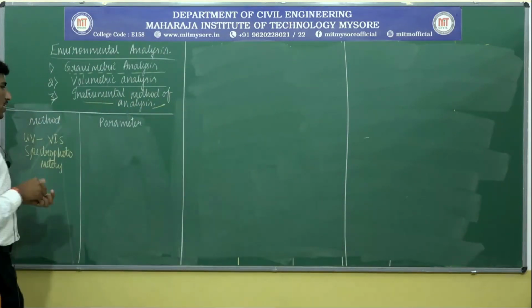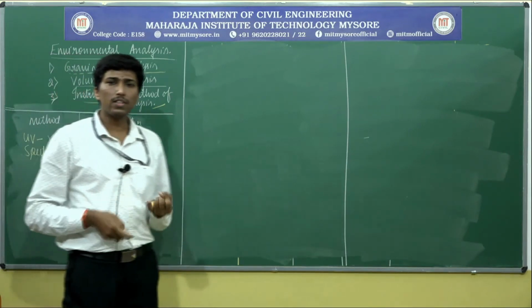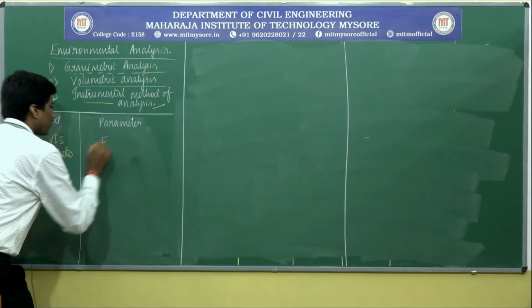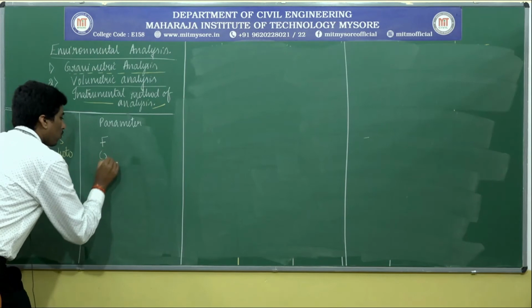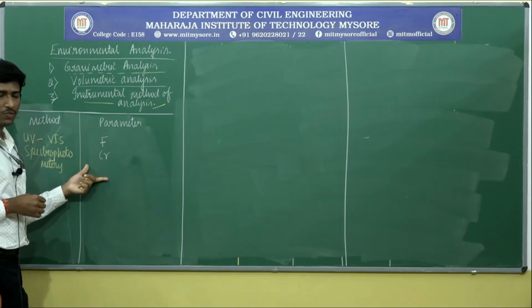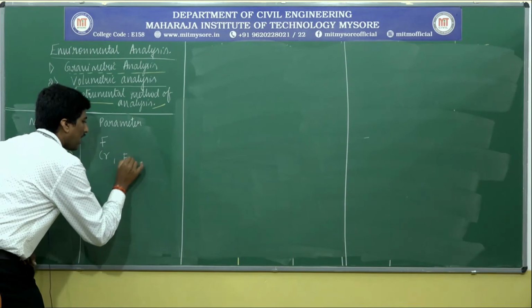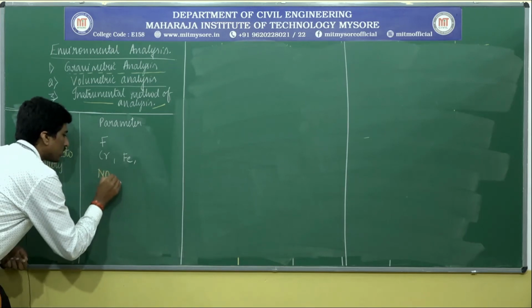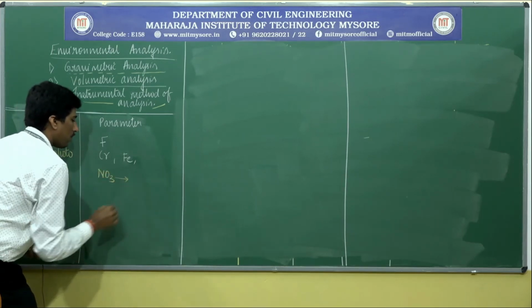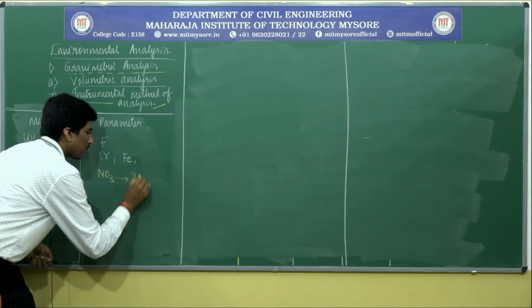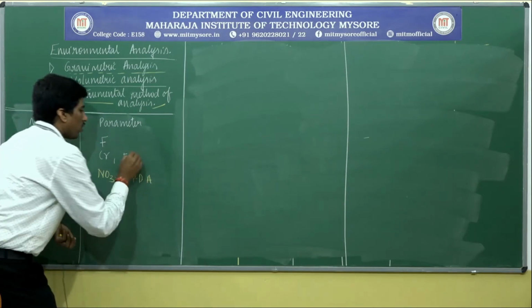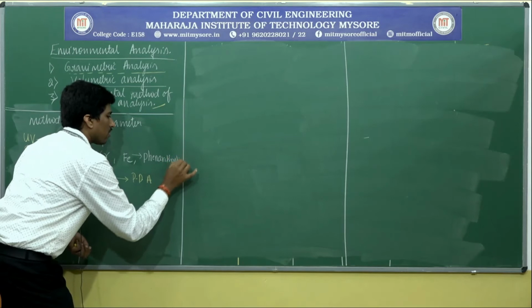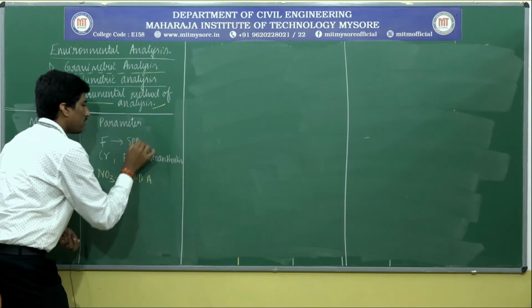Next is the UV-VIS spectrophotometer. It can detect metals as well as non-metals. In the case of fluoride, chromium content, and the determination of iron content, you can determine them through the UV-VIS spectrophotometer, as well as non-metallic contents like nitrate. For nitrate, the method we come across is the PDA, phenol disulfonic acid method. For iron, we have the phenanthroline method. For fluoride, we have the SPADNS method.